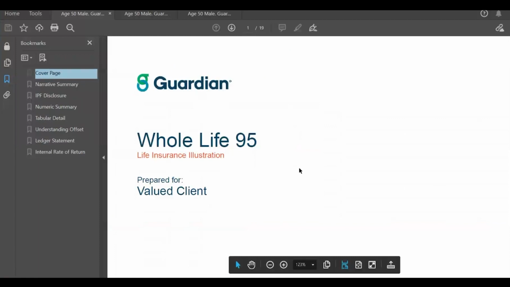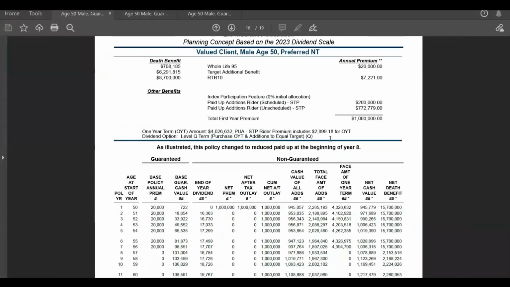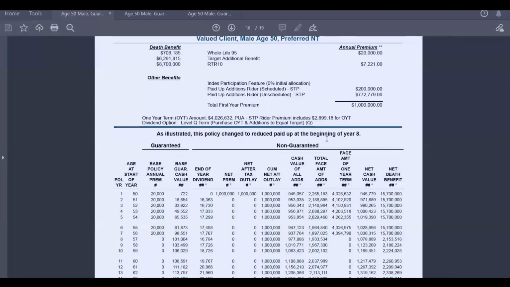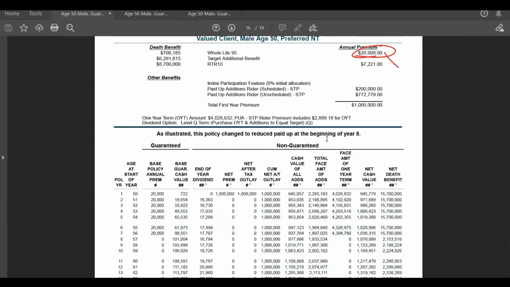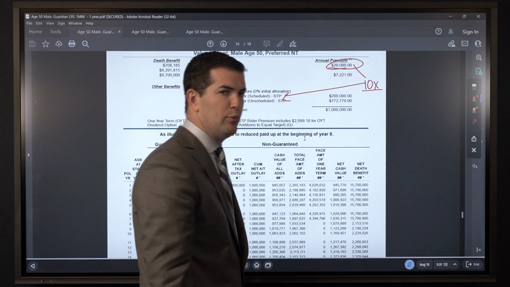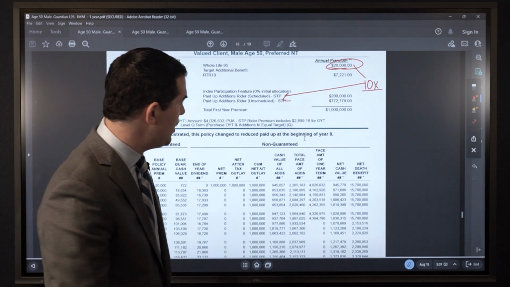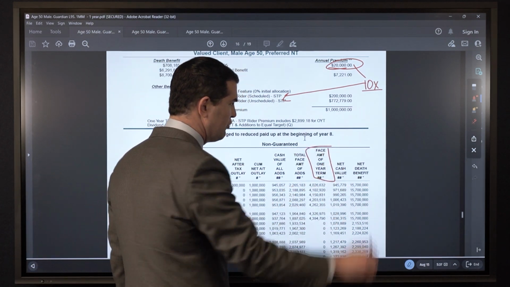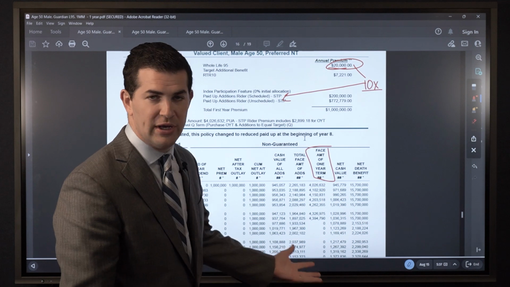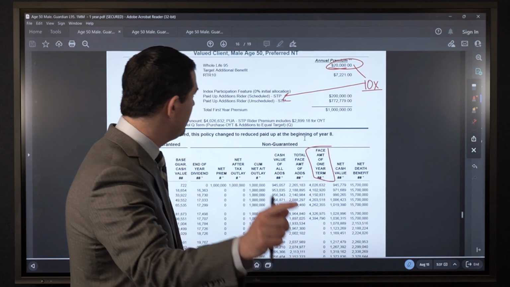So here's the 1-pay. You can see the company they're with. Here's what's interesting about this. The most we can illustrate with the Guardian policy is wherever we set the base premium, we can illustrate another 10x that in PUAs every year. We can do that beginning year 2, and we can do that as long as we have a 1-year term rider attached. If you don't, the most you can illustrate is 3x the base premium.